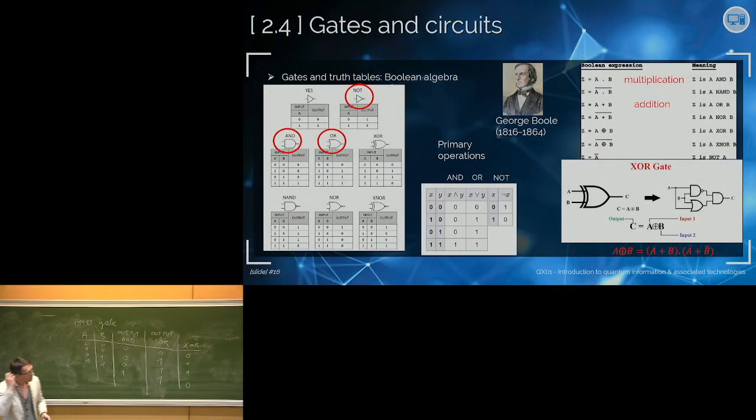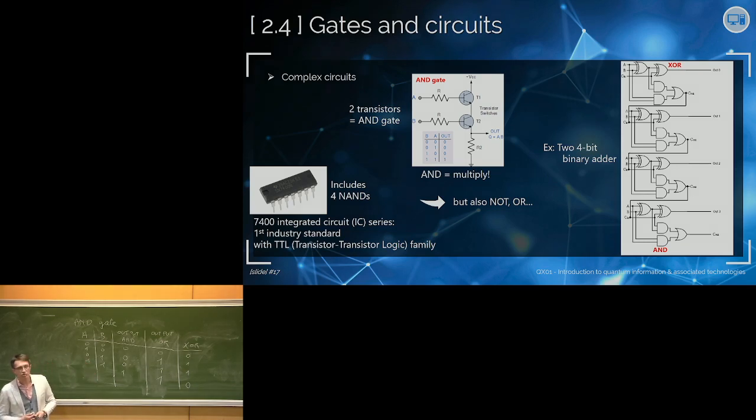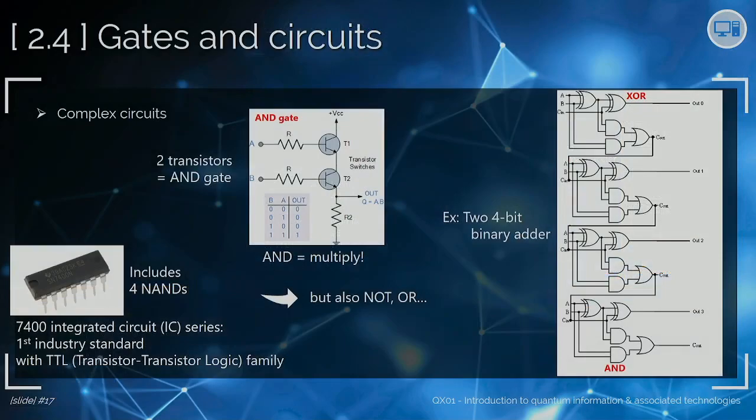So those three primary operations will be able to give you the entire family of various gates that you can have. And then once you have gates, you can make much more complex circuits. So for instance, what you have here on the right-hand side is a 4-bit binary adder. What it means is you take 2 strings of 4 bits, and then you just add them. You make a sum of them, like you sum 2 binary numbers to provide the result.